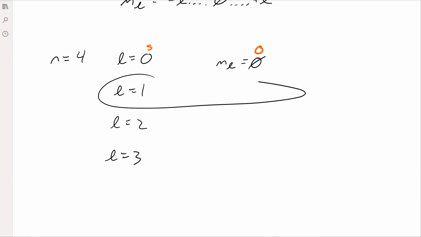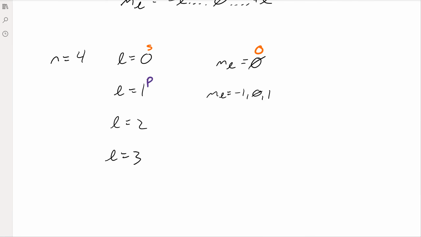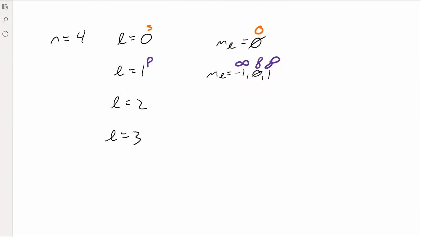When L is equal to 1, m sub L can equal negative 1, 0, or 1. L equaling 1, that's our p orbitals. And we can tell that there's 3 numbers, negative 1, 0, and 1. So there's 3 p orbitals, and they're just 3 different p orbitals in different orientations. When L is equal to 2, that's our d orbitals. m sub L can equal negative 2, negative 1, 0, 1, or 2. And we can tell that there's 5 of them, so we have 5 d orbitals.